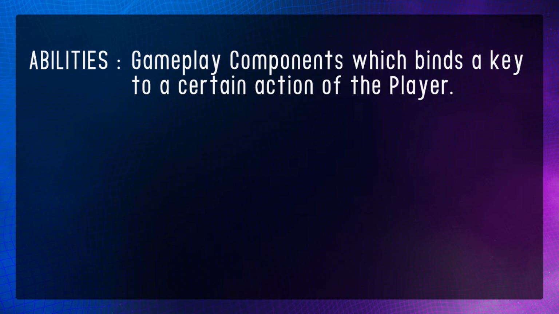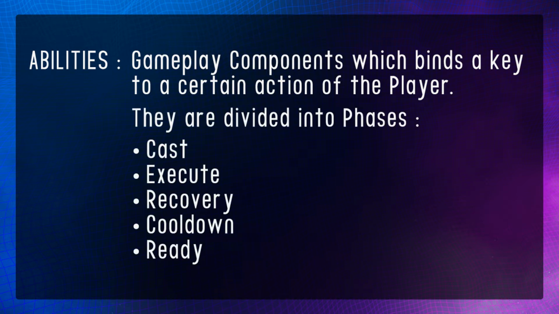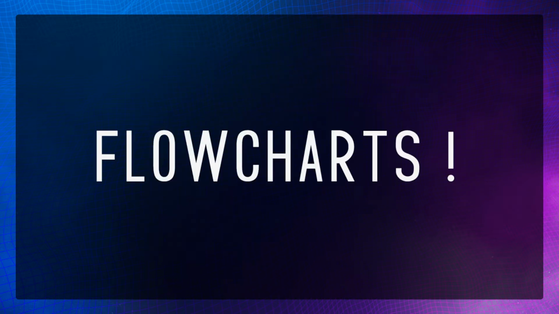Abilities are instead gameplay components which, usually through equipment or weapons, bind a key to a certain action of the player, so using an ability, we can shoot or reload or aim. These abilities are divided into phases: cast, execute, recovery, cooldown, and ready. In each one, you can code using a script that links the phase to a function, and we already did so in the last script in a very simple manner.